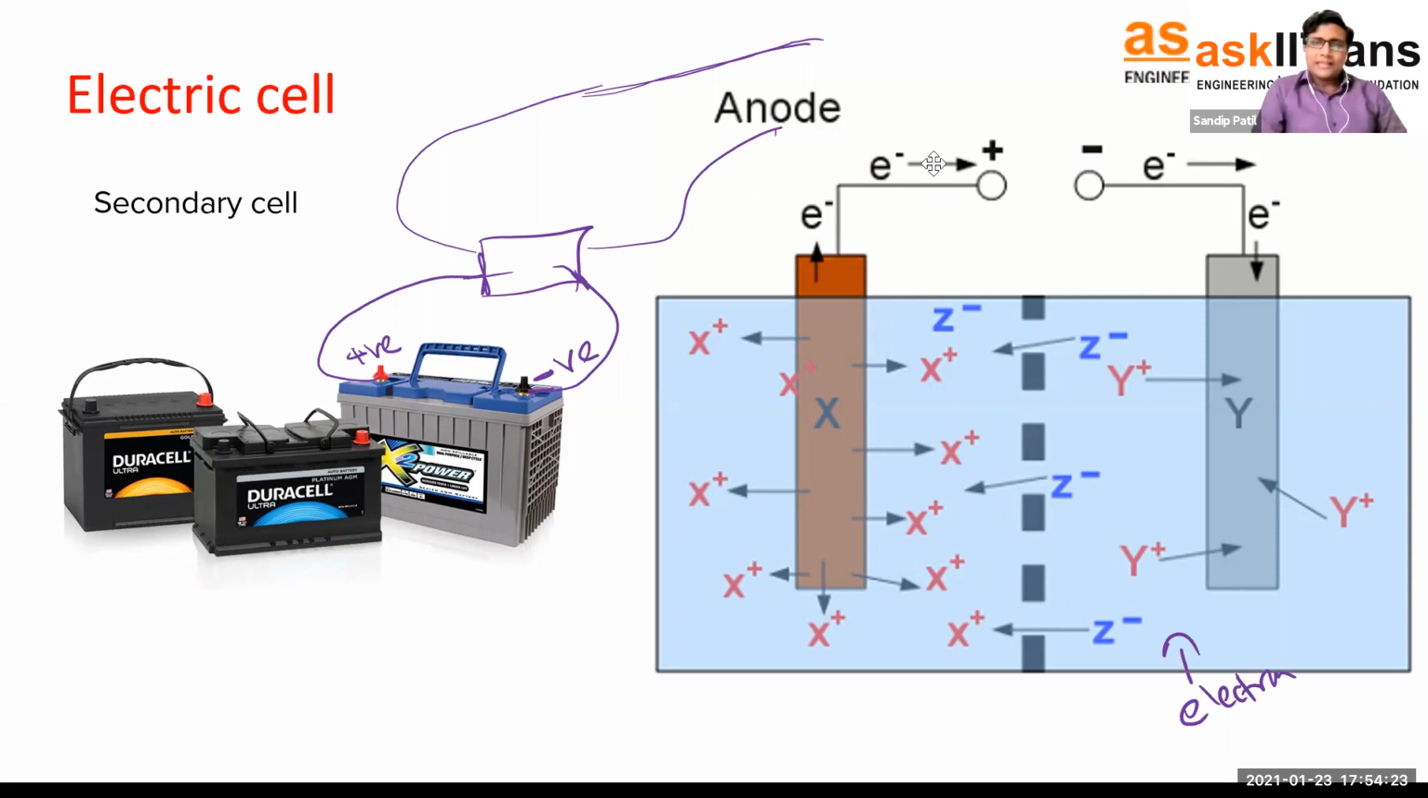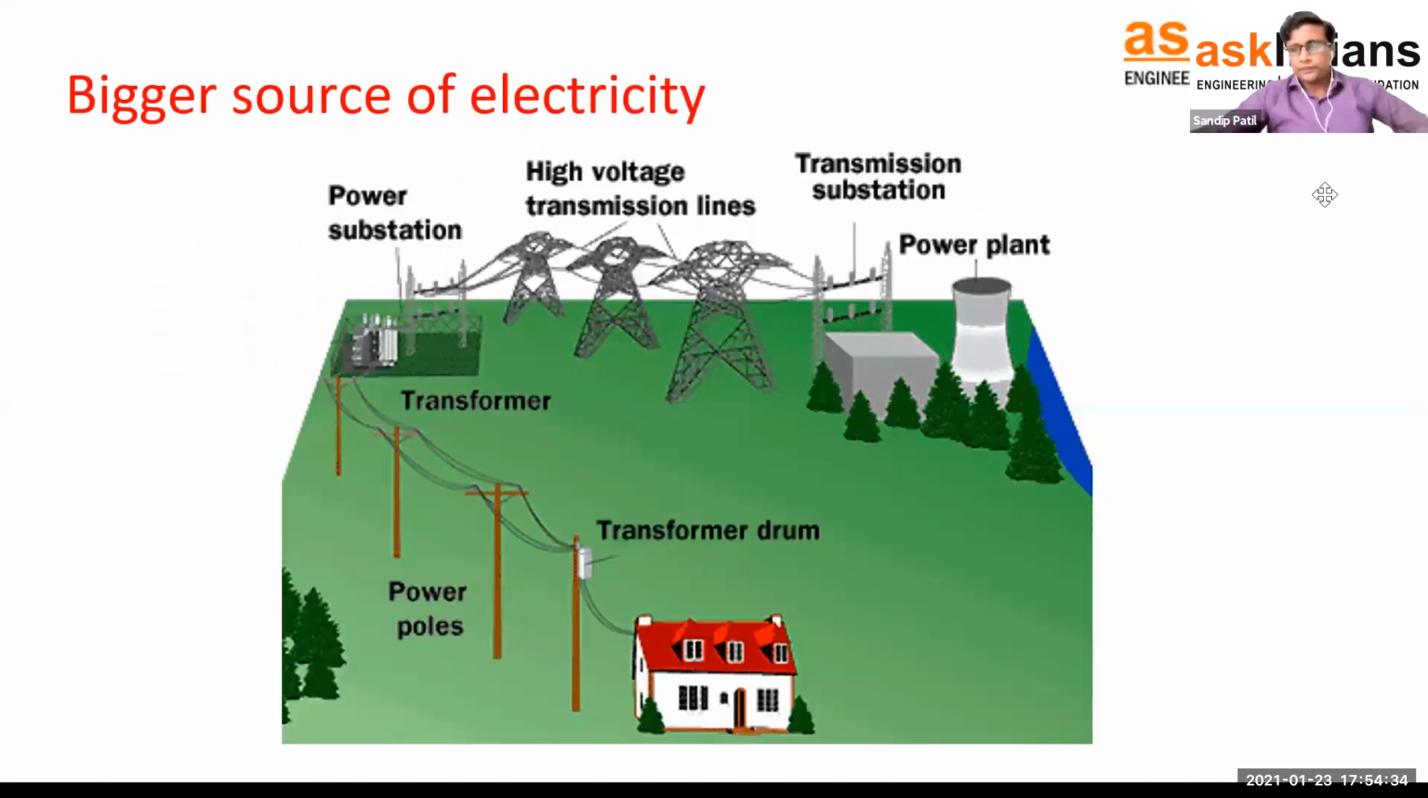So neither that small cell nor this secondary cell is going to provide us enough energy. We are going to need a bigger source of electricity. A bigger source means obviously the electricity we get from the power station through our meters. Here in this diagram you can see the power plant. Here the electricity gets generated. So how can you actually generate it?